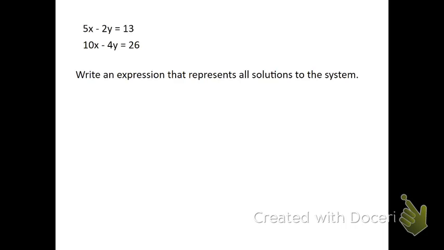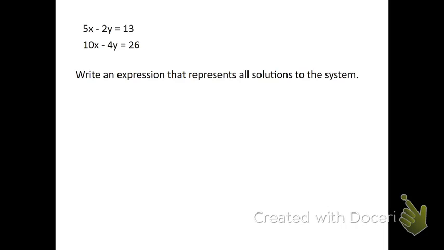All right. Now, how do you know a system has infinite solutions? Well, if the two equations are the same line graphically, that means that the two lines would overlap when you graph them, and we'll look at that on the calculator. But how would you know this algebraically?